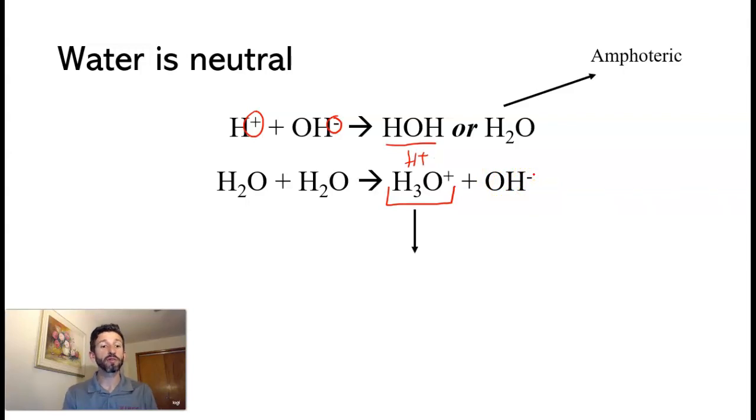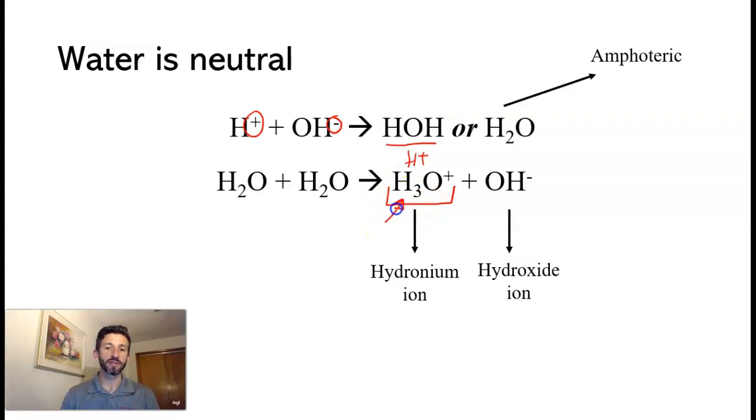So this H3O plus ion is going to become very important for this unit, and we call it hydronium. And then you have hydroxide. So don't mix them up. Hydronium is H3O plus, and hydroxide is OH minus. So even a sample of pure water, completely pure water with a pH of perfectly 7, will have some hydronium in it and some hydroxide.